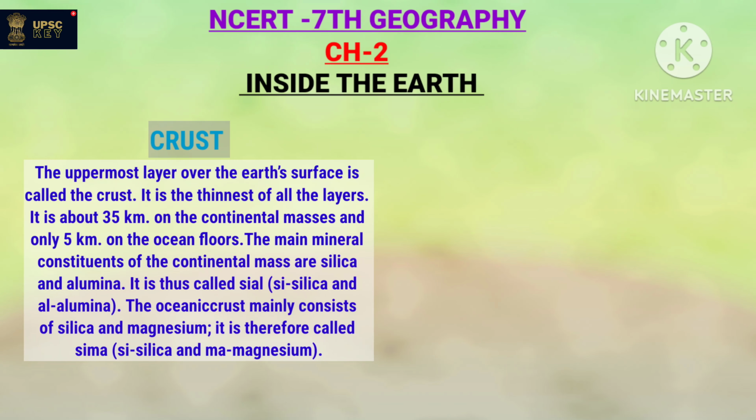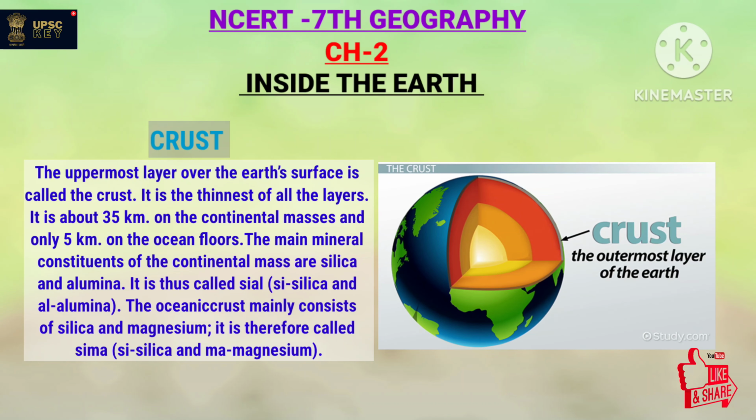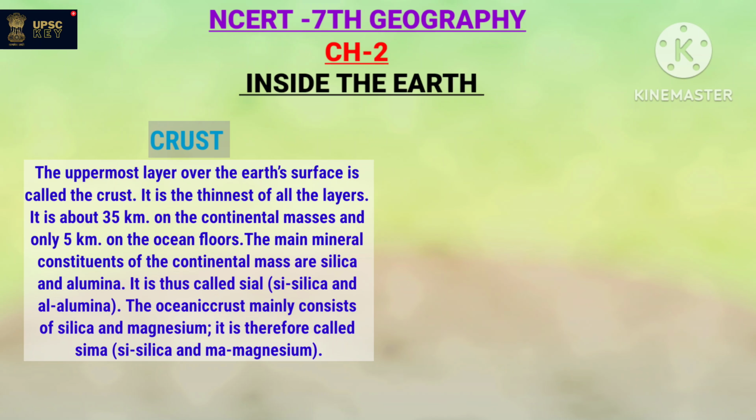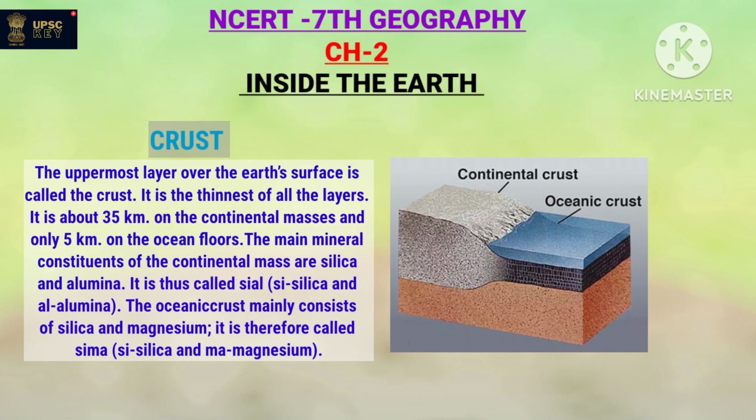What is the crust? The uppermost layer over the earth's surface is called the crust. It is the thinnest of all the layers. It is about 35 kilometers on the continental masses and only 5 kilometers on the ocean floors. The main mineral constituents of the continental masses are silica and alumina. It is thus called Sial. The oceanic crust mainly consists of silica and magnesium. It is therefore called Sima.